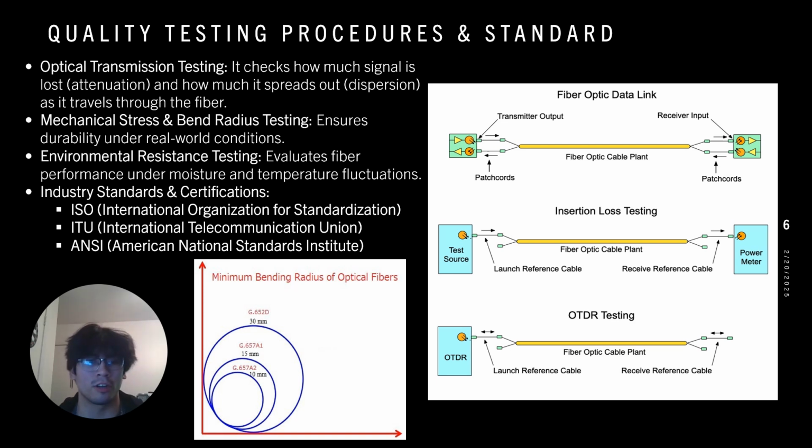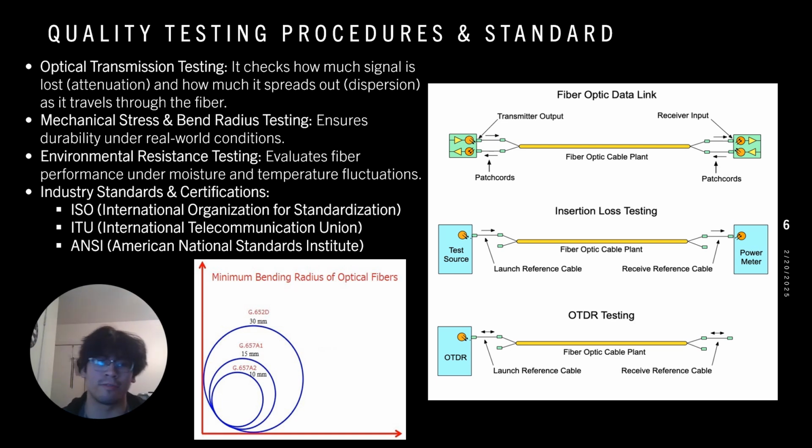Now, it also undergoes mechanical stress and bend radius testing to apply real-world applications and understand what kind of complications may come with how we lay it out. And right here, as you can see, I have a diagram that shows the bending testing, which shows the minimum bend radius that most optical fibers can go, as well as the fiber optic transmission testing. It sends a signal out and then receives another signal as it comes back, and then measures it as it passes through that fiber optic.